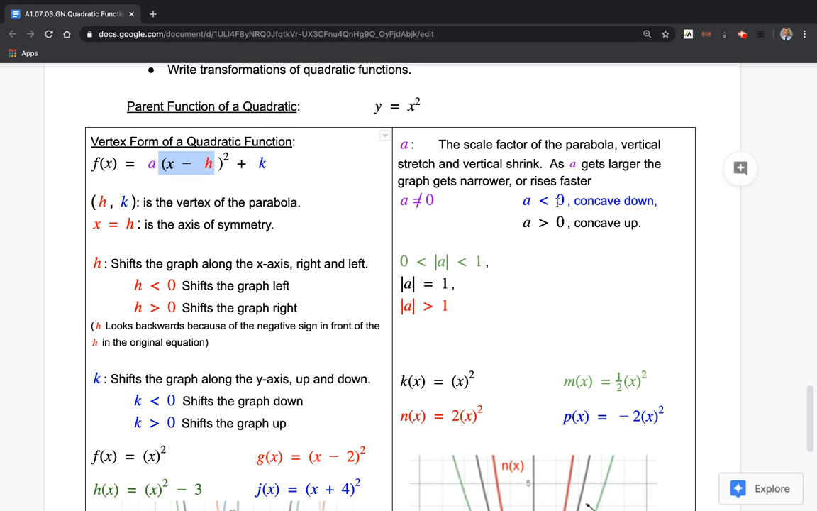If the a value is negative, a is less than 0, it's concave down. If the a value is greater than 0, or positive, it's concave up.